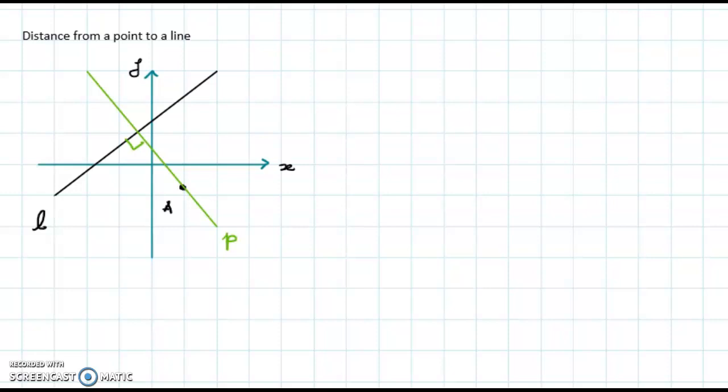Once we have the line P, we would like to find the point of intersection between the line L and the line P. This purple point here that I'm going to call I. And once we have that point I, the distance that we are trying to find is actually the distance between I and our point A.